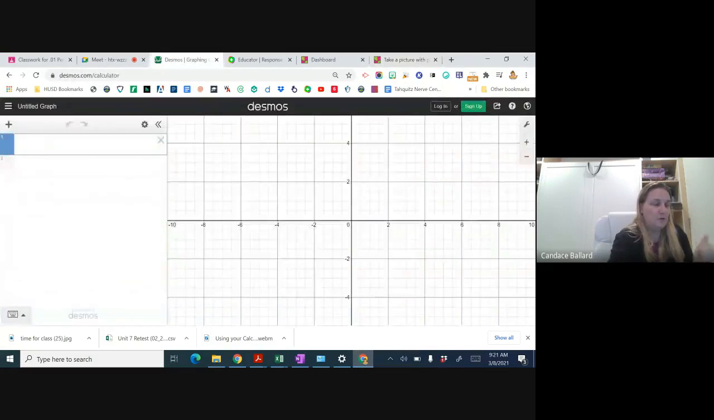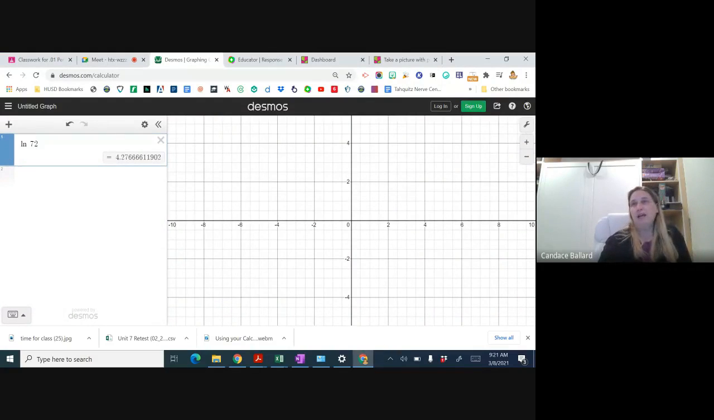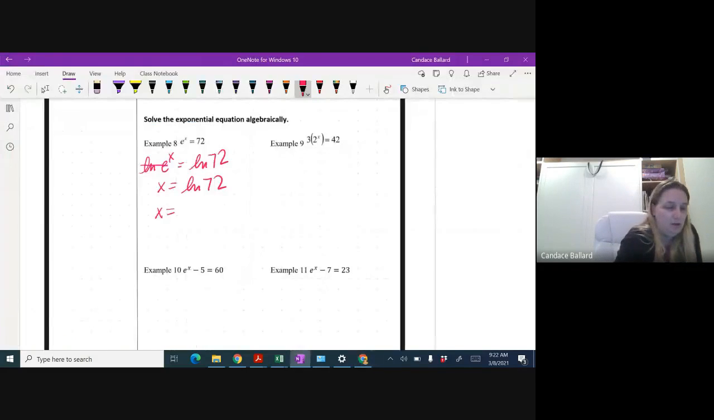I'm going to have to keep flipping back and forth here. I'm going to go to Desmos, and I'm literally just going to type in natural log 72. And you're going to go 3 decimal places for the answer. So it looks like 4.277 is what I want for that answer. 4.277. And I believe WebAssign wants you to go 3 decimal places as well. Okay. I'm going to give you a couple seconds to finish that one off, and then we'll look at example 9.